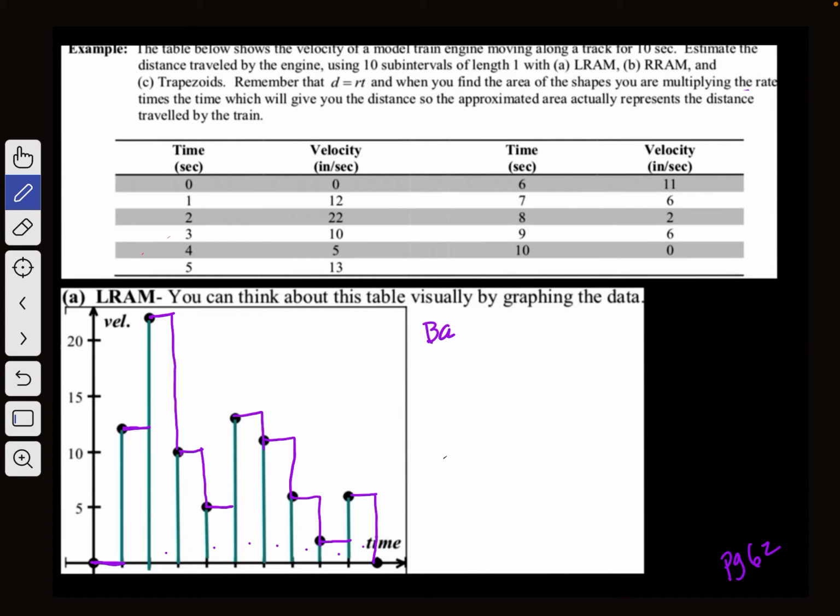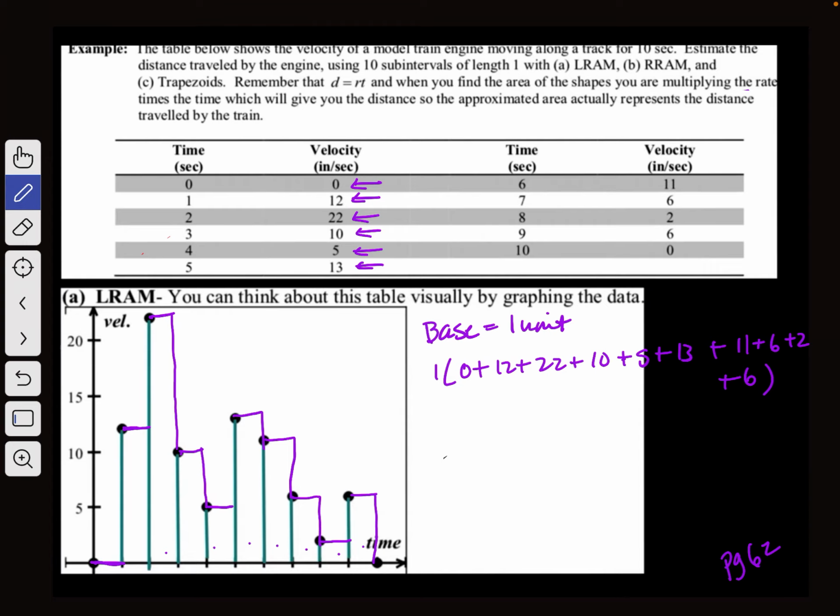The bases are each 1 unit. And the heights are just determined by these guys right here. These are all my heights. So in this case, base times height, we just need to add up all of these values, because 1 times all of these, there it is. Okay, so when we add those all up, that is 87.